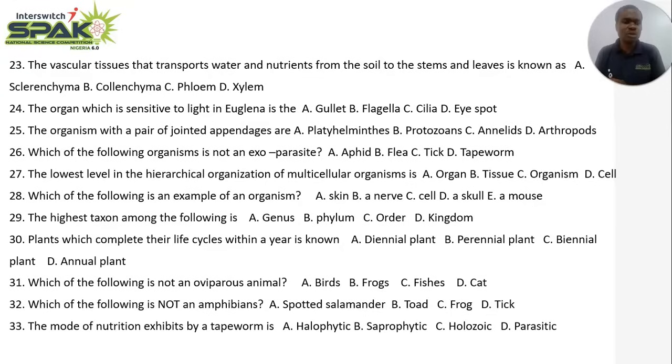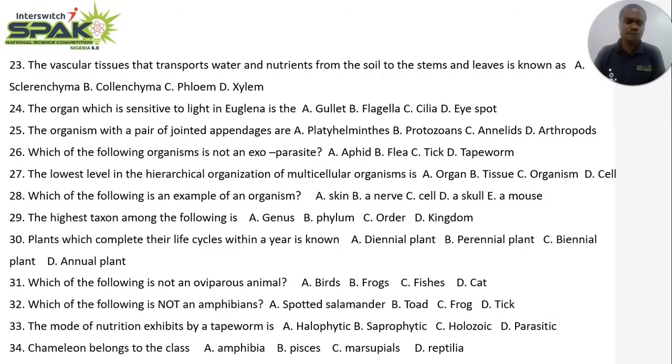The mode of nutrition exhibited by a tapeworm is allophytic, no, saprophytic. Tapeworms don't feed on dead decaying organic matter. Holozoic, they don't even obtain their food from their environment. Also, they don't feed on large amounts of food. They absorb, so they are parasitic. Option D, they absorb digested food from the intestine of their host.